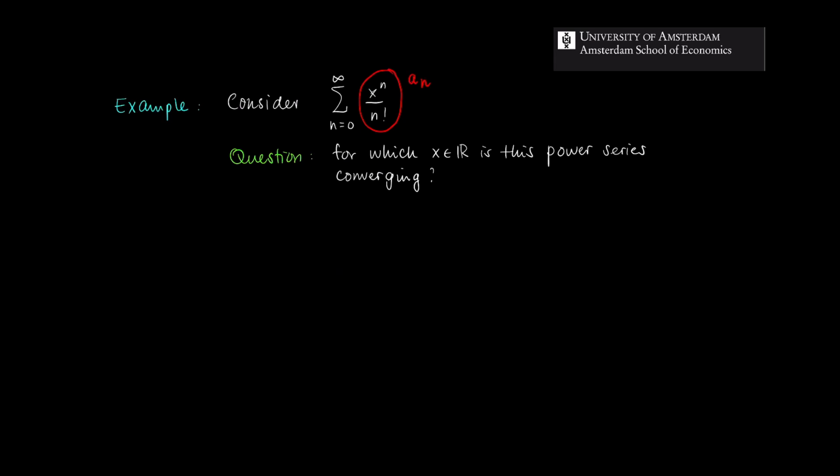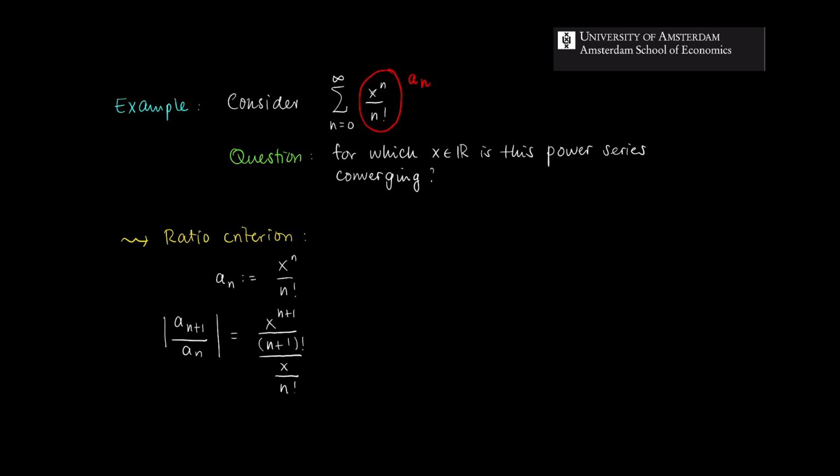And we have just spoken about the ratio criterion, which we may apply to see directly in terms of a_n whether or not a series is convergent. So let's take a_n equal to x to the power n divided by n factorial, and then look at the absolute value of the ratio between the (n+1)th element and the nth element. If we do so, we get the following fraction, right? It's just plugging in the values for a_{n+1} and a_n in absolute value.